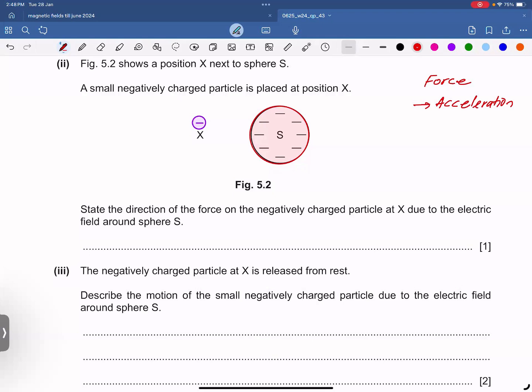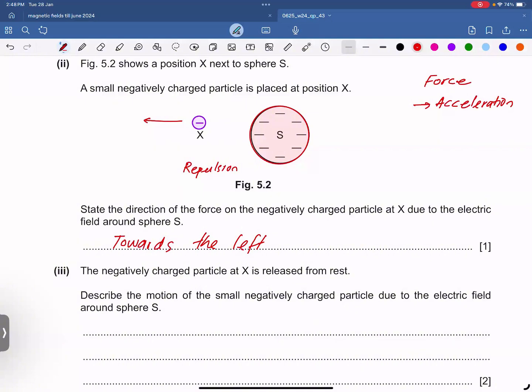State the direction of force on the negatively charged particle at X. You know it will be repelled. Repulsion means the motion is away. So the answer is to the left side, or away from the sphere. Left of the page you can say, or away from the sphere you can say.